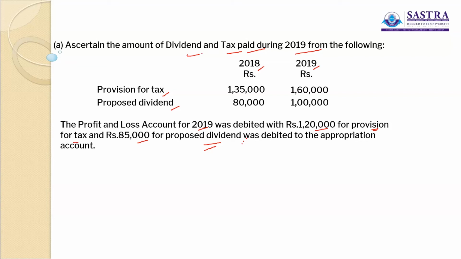So it is a hidden information here. The payment is not deliberated. So for calculating the amount of dividend and tax paid, the current year provisions and appropriations or the transfers and information relating to the provision are provided. So now first let us start with the provision for tax ledger.